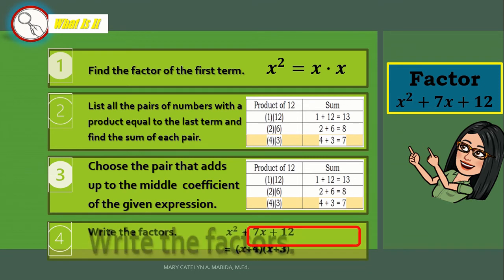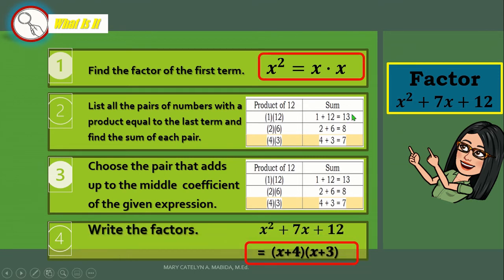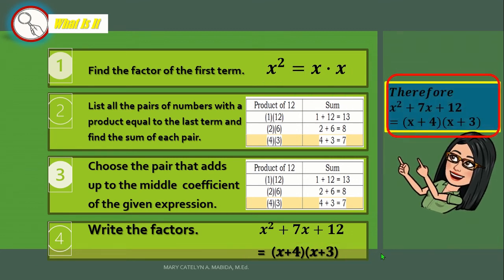And lastly, we write the factors like so. We have x and 4, we are going to pair them. X and 3, we are also going to pair them. So x plus 4, we have here the quantity of x plus 4. X plus 3, we have here the quantity of x plus 3. And therefore, x squared plus 7x plus 12 is equal to the quantity of x plus 4 times the quantity of x plus 3. There you have it!